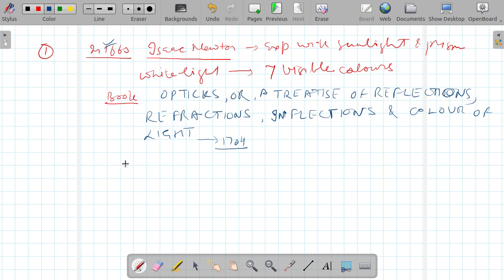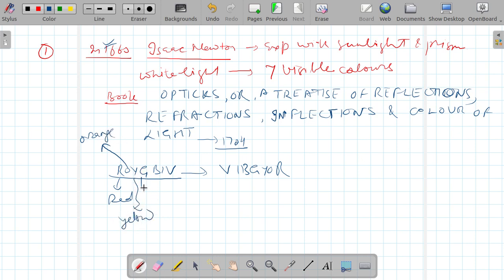And he identified the 7 colors and later on it is known as VIBGYOR. Here this represents the 7 colors. So this R represents red, this O orange, this is yellow, and this is green, this is blue, and this is indigo, and this is violet color.